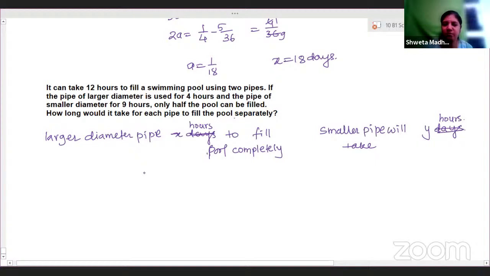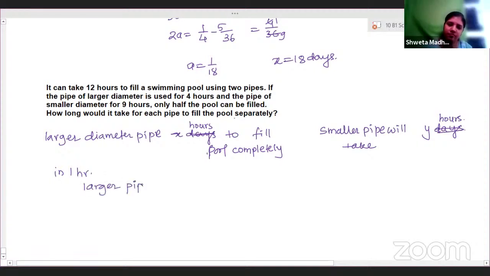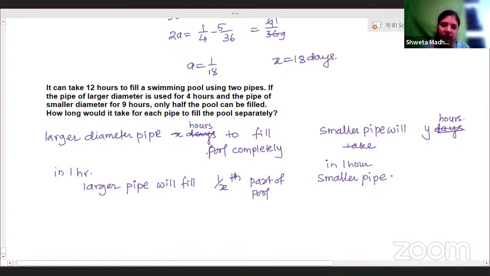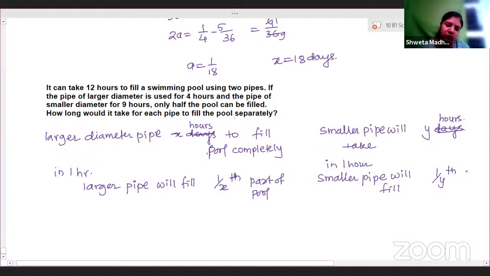So in 1 hour, how much part of the pool will be filled? 1 by X. In 1 hour, the larger pipe will fill 1 by xth part of the tank, right? And in 1 hour, the smaller pipe will fill 1 by Y part. 1 by yth part of the pool will be filled.